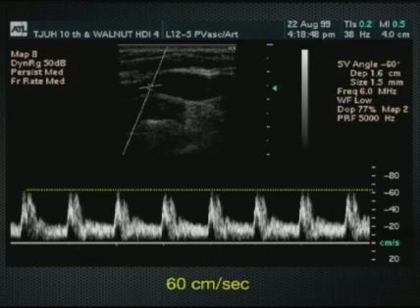This then allows us to convert the frequency shift, which is detected by the machine, into an estimate of velocity. And in this case, as you can see, the estimated peak systolic velocity in this vessel is 60 centimeters per second. We can only obtain this estimate of velocity by indicating to the machine what the presumed angle of flow direction is, allowing the calculation and incorporation of the Doppler angle into the Doppler equation.